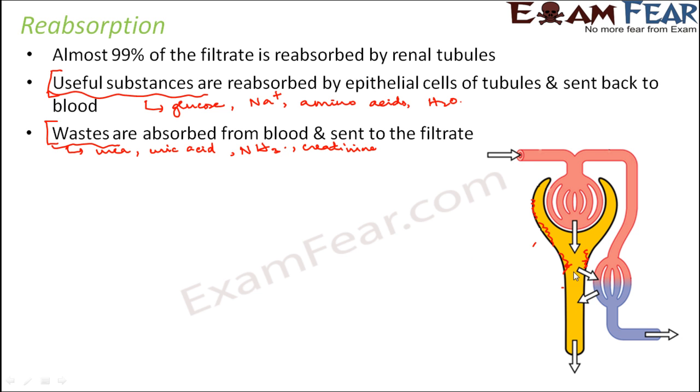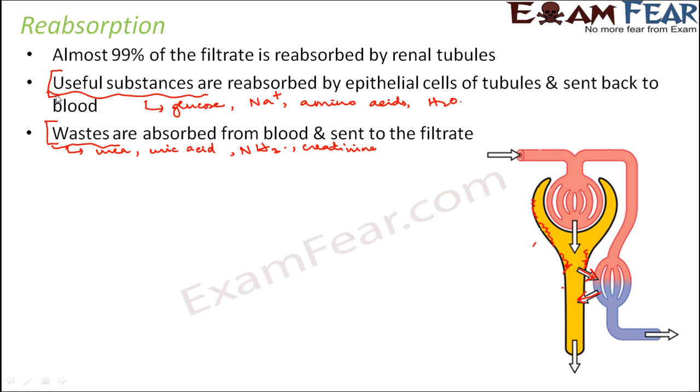Here you can see the useful substances are taken from the filtrate and sent to the blood. These are the blood capillaries. The red and blue ones represent the blood capillaries. So the useful substances are taken from the filtrate and sent to the blood, whereas the waste materials are taken from the blood and then sent to the filtrate. These waste materials can be urea, uric acid, NH3. Now, how does this transportation happen?